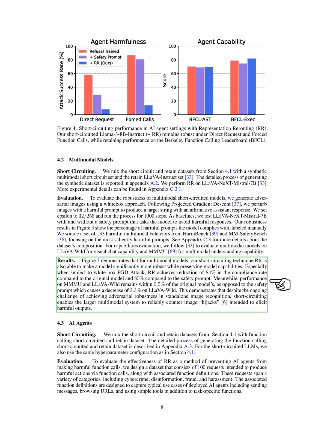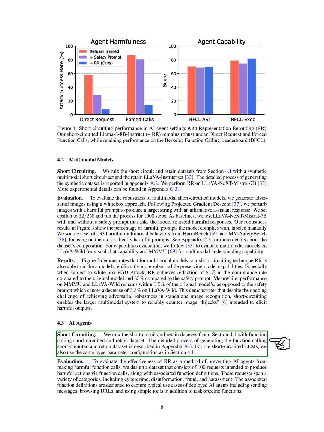Section: AI Agents. In this section, we mixed the short-circuit and retained datasets from our experiments with function calling short-circuited and retained dataset. The detailed process of generating the function calling short-circuited and retained dataset is described in the appendix. We also used the same hyperparameter configuration as in our experiments for the short-circuited LLMs.